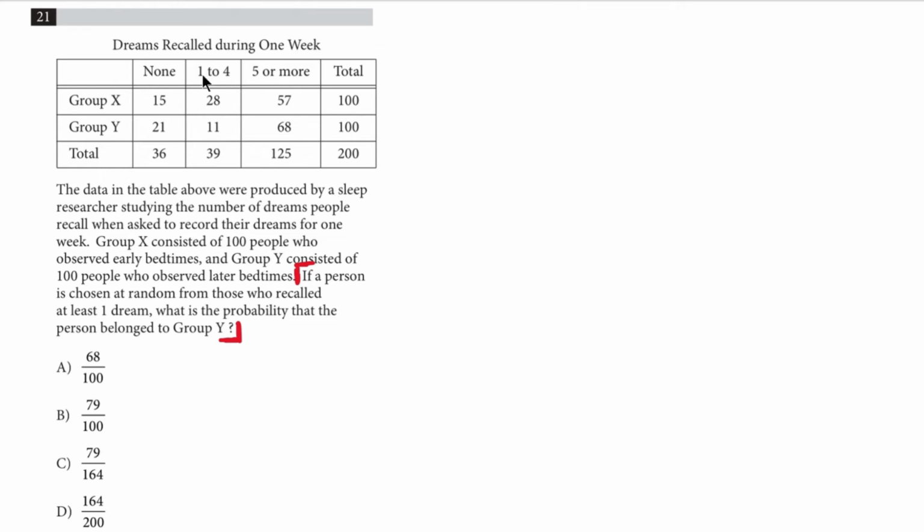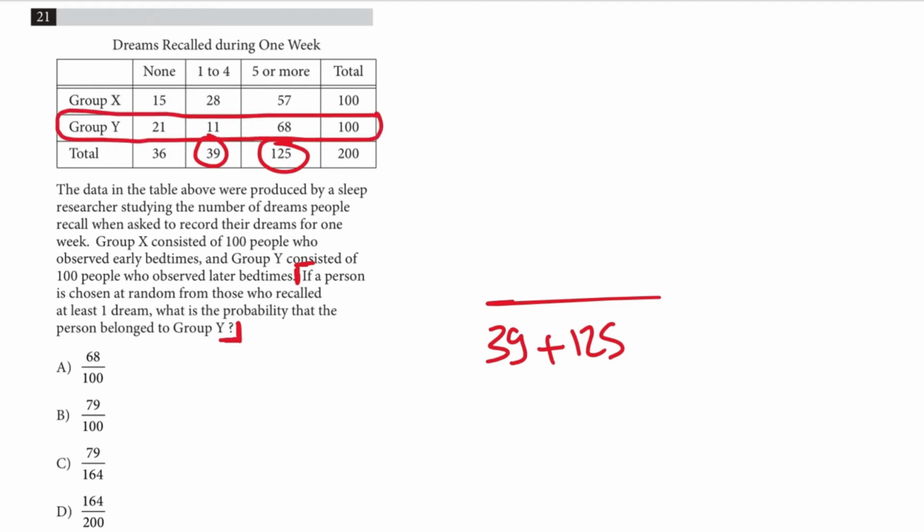Let's see. Well, there is 39 people that recalled 1 to 4 dreams and 125 people that recalled 5 or more dreams. So there is a total of 39 plus 125 people that recalled at least one dream. Now, what is the probability that that person belonged to group Y? Where is group Y? Well, group Y is right here, right? And what are we interested in? We're interested in the people that recalled at least one dream, right? So that's these two columns. So in those groups, there's 11 plus 68 people. So let's write them down right here.